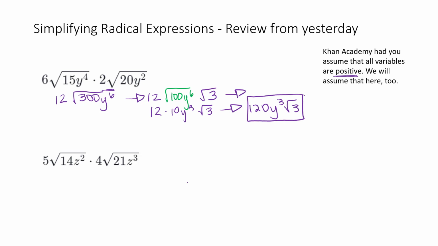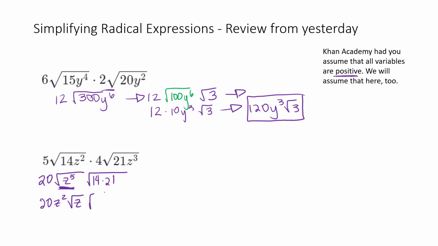Okay, for this next one, you might want to use some little shortcuts just so that you don't have to do 14 times 21. I can still do 5 times 4 and get 20. And then let me just bring these z's all together. I'm going to have z to the 5th, and then I'm going to have under the square root the 14 times the 21. Let's simplify this part first. We're going to take out the z to the 4th and take the square root of that. So we're going to have 20z squared, square root of z.